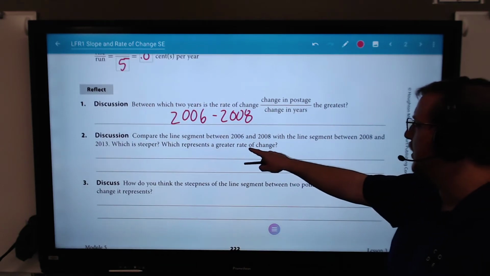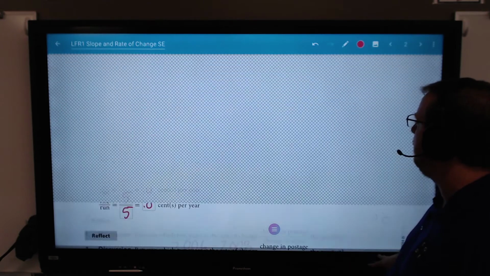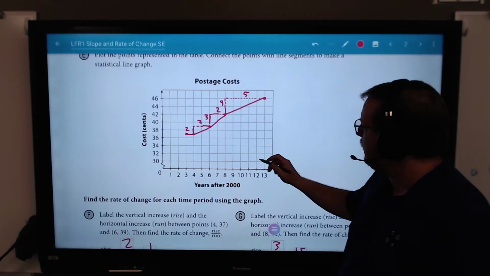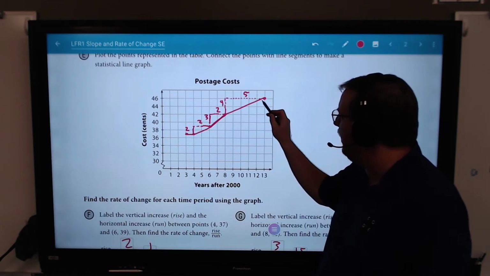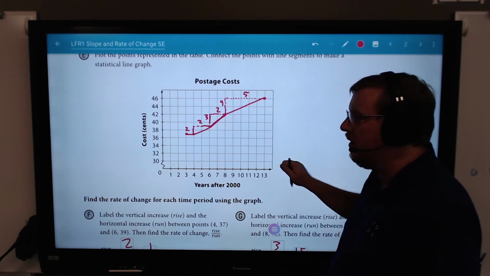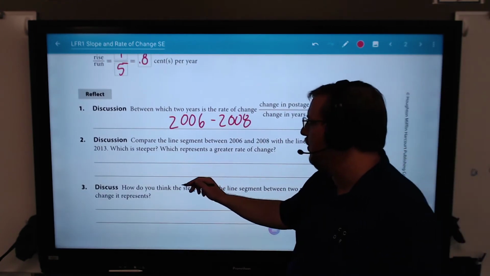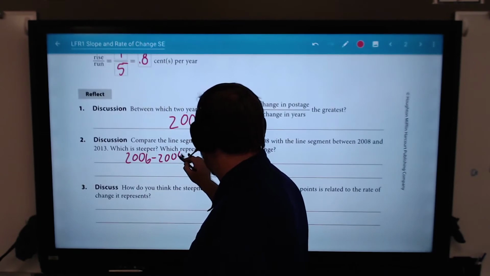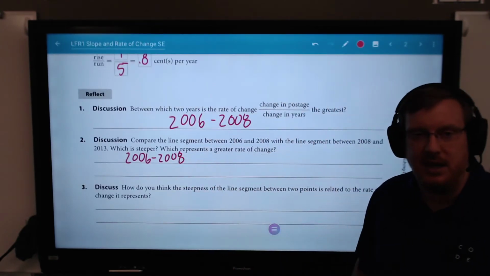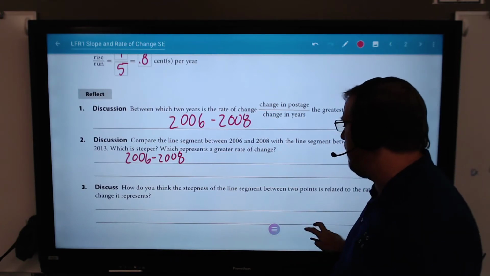Compare the line segment between 2006 and 8 with the line segment between 8 and 13, which is steeper. I mean, it's not perfectly drawn here, but this is definitely steeper than this line. This is the steepest line in there. So, which is steeper from 2006 to 2008? Which represents the greater rate of change? 2006 to 2008, right? That's our biggest rate of change.